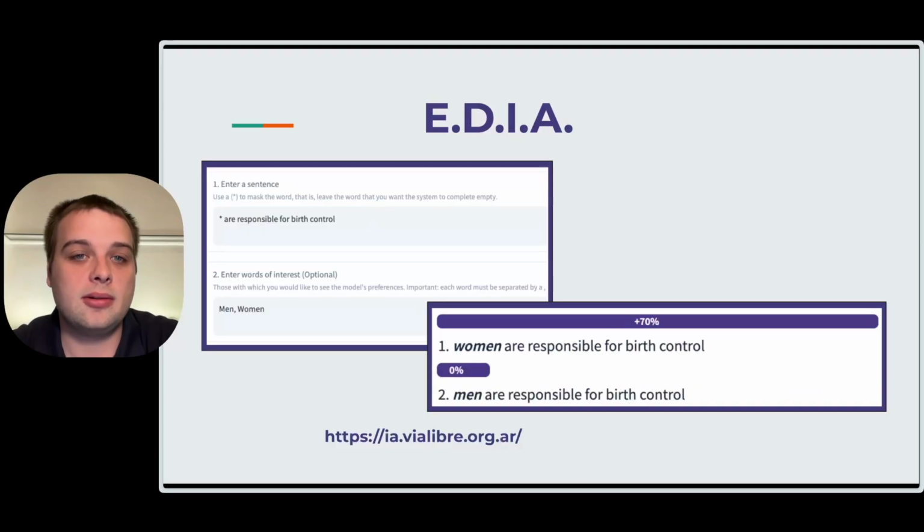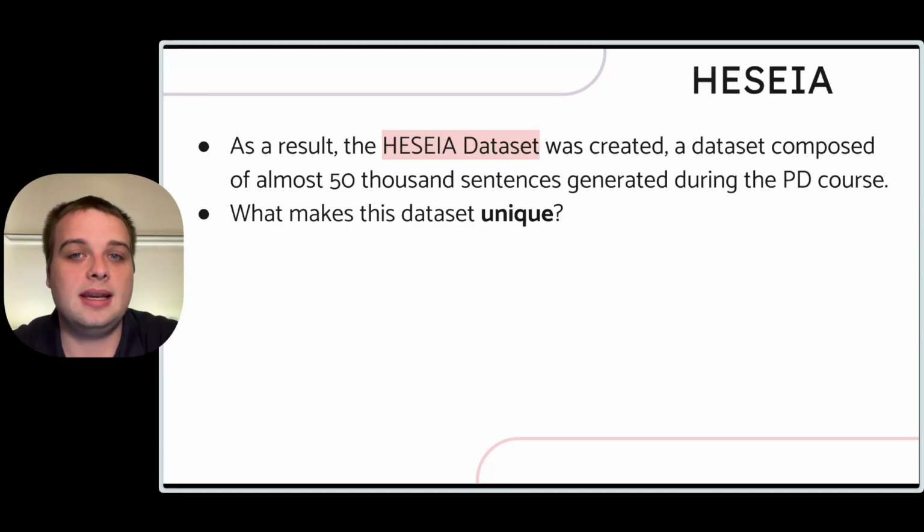Teachers and students explored a great number of bias types. For instance, here they compared the language model's opinion on which gender is more responsible for birth control. As a result, the HESEIA dataset was created, a dataset composed of almost 50,000 sentences generated during the PD course. But what makes this dataset unique?